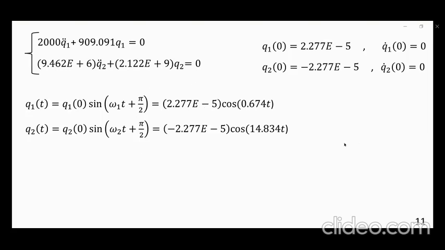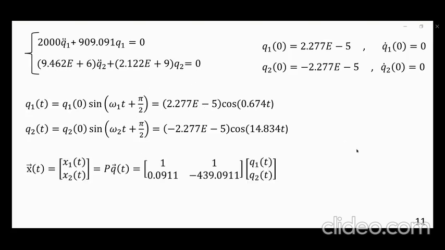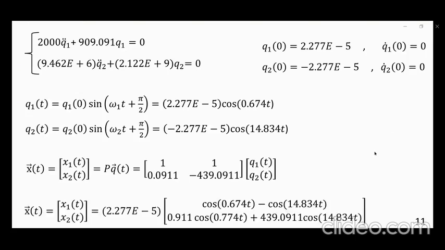Yeah. So you're going to get this, and if you want the actual physical coordinate, you have to multiply q by P. So we got the q's right there, multiplied by the matrix P, the modal matrix, and we're going to get our solution for x1 and x2, the displacement of the chassis of the car and the displacement of the wheel. And they're not the same, you can see that.